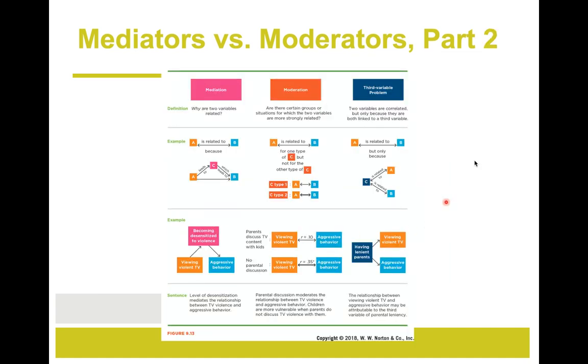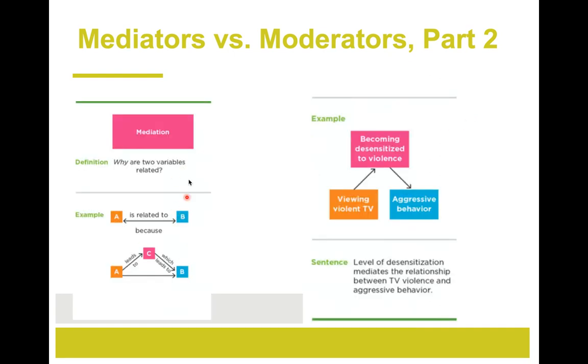So here is a nice figure that we're going to break down to end this lecture that illustrates the difference between mediation, moderation, and third variables. Mediation, again, asks why two variables are related. A is related to B because A leads to C and C leads to B, right? Or A is a function of C and C is causing B.